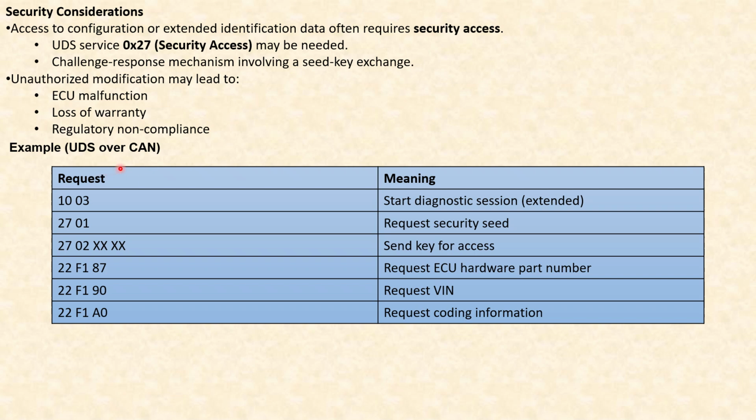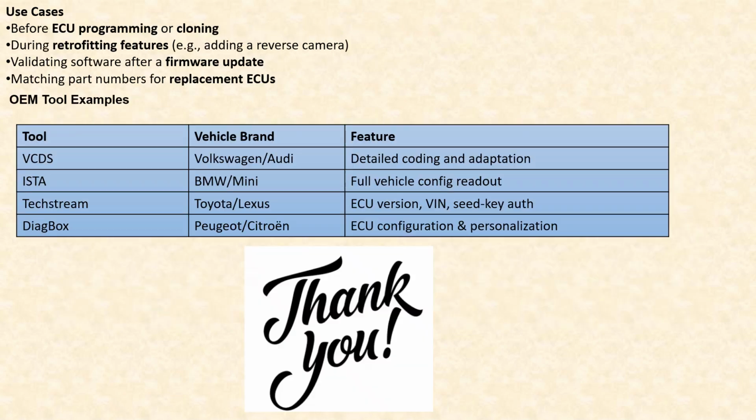For example, UDS over CAN. These are the various requests and these are their meanings. Over CAN means over the CAN protocol. How exactly are you requesting over the CAN protocol? Some use cases: when do you exactly need to identify or configure the ECU? Before ECU programming or cloning, during retrofitting of features, validating software after a firmware update, and matching part numbers for replacement ECUs. So these are all the various use cases.